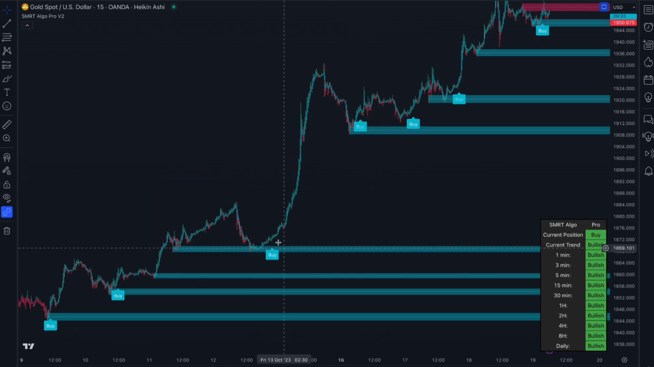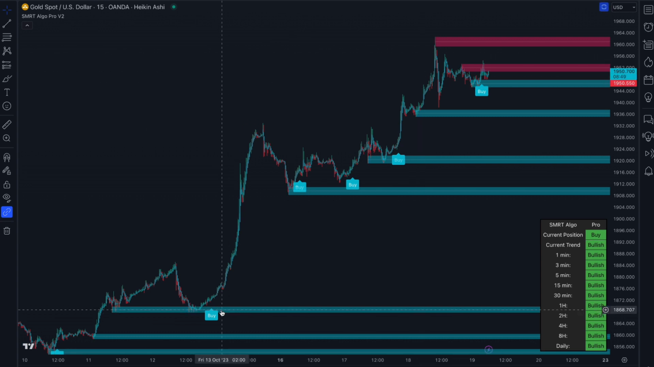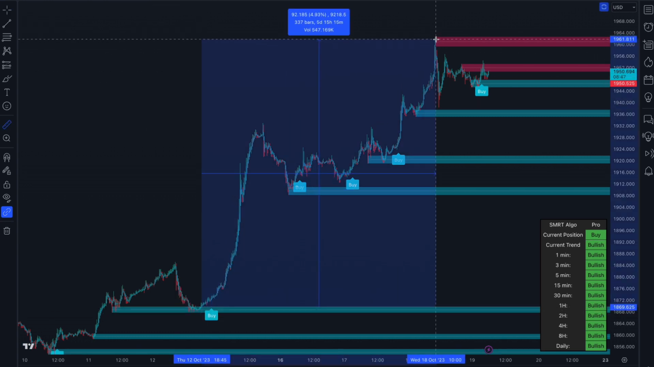For example, this area here, when price retraced back to the area of demand, we can see that it had an initial reaction, price stayed in it for a bit, and then had a very large move upwards, which lasted all the way up here for a total of over 9,000 points.